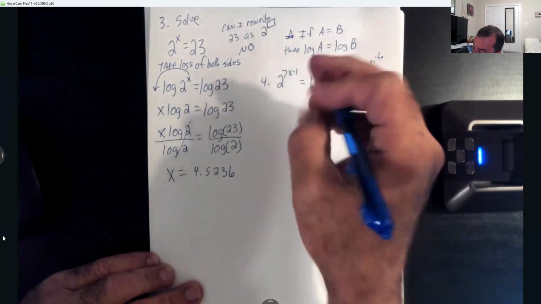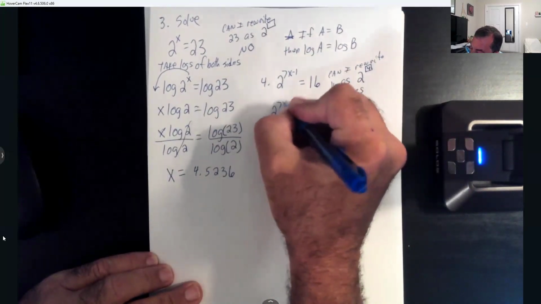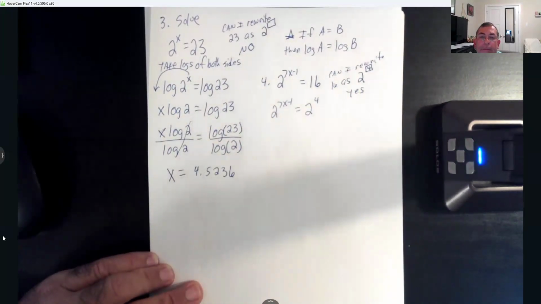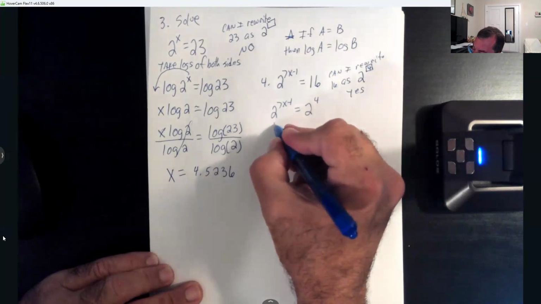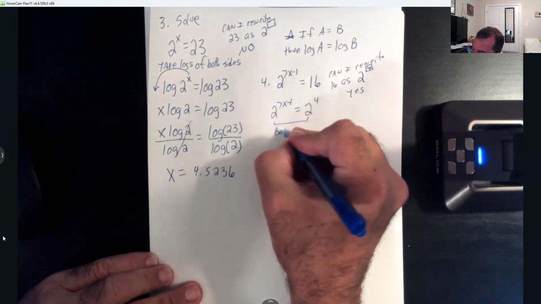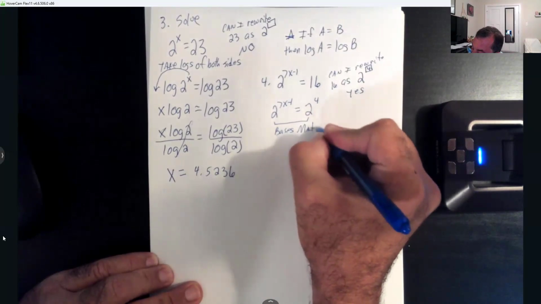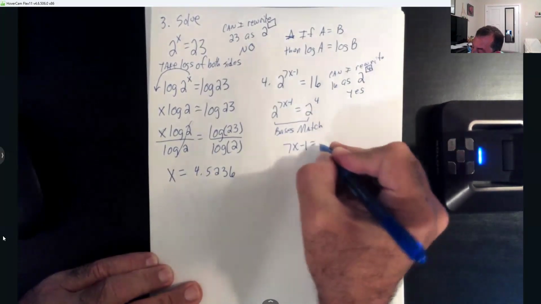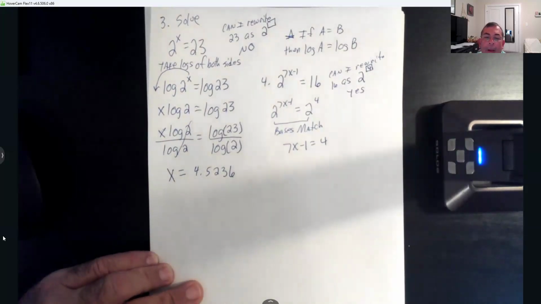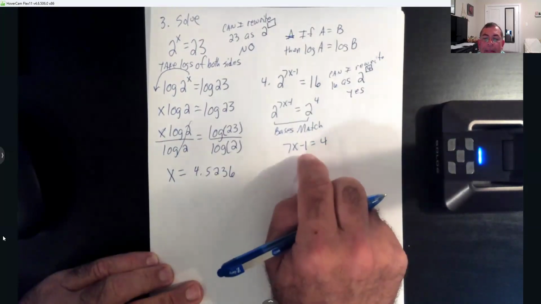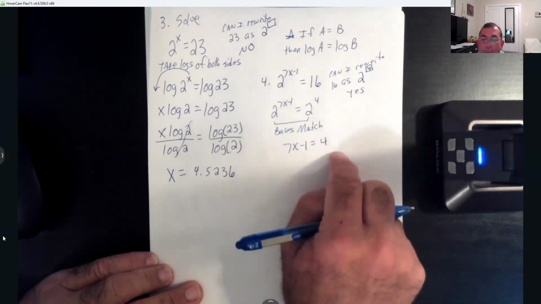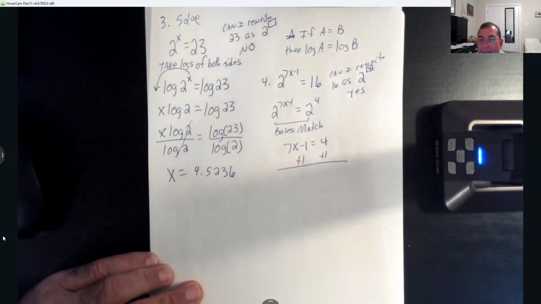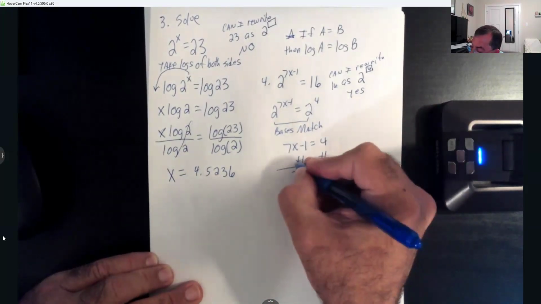So let's do it. We got 2 to the 7x minus 1 equals 2 to the 4th. So y'all were happy. These bases match. So that means 7x minus 1 equals 4. So we're going to solve that for the x. So we will what? Add 1 to both sides. 7x equals 5, because that stuff cancels.